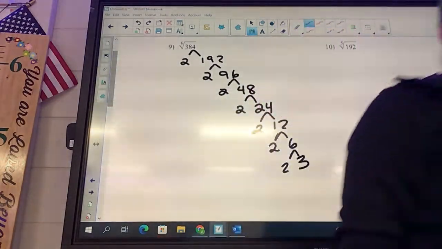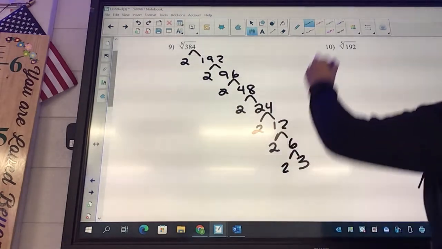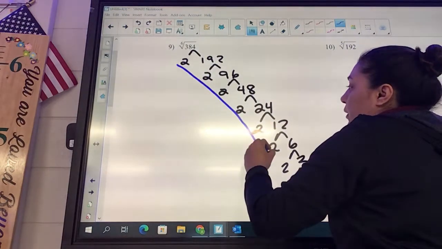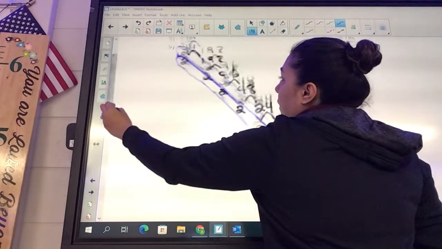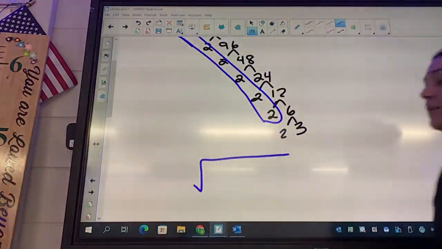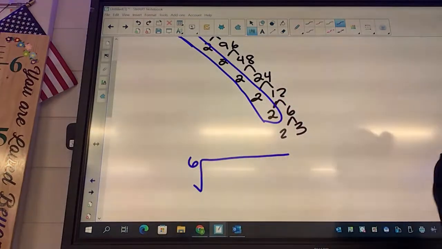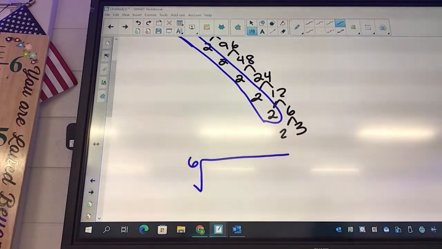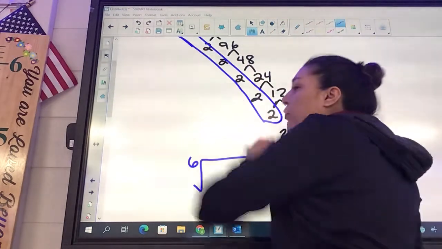In what group number can we take them in? 6. Okay, so circle groups of 6. Did I do that right? 1, 2, 3, 4, 5, 6. Okay, so how many 2s are we going to have on the outside? 1. Why 1, 2? Yeah, so for every one we circle, you put 1 on the outside.